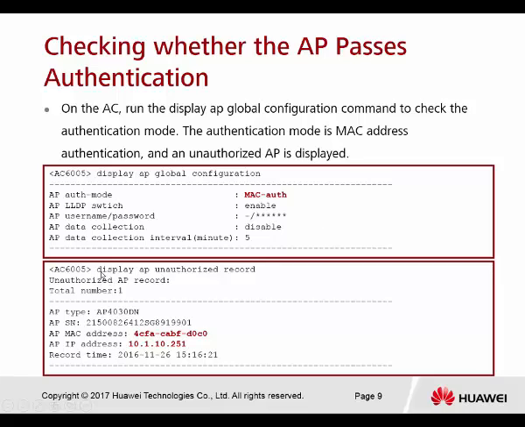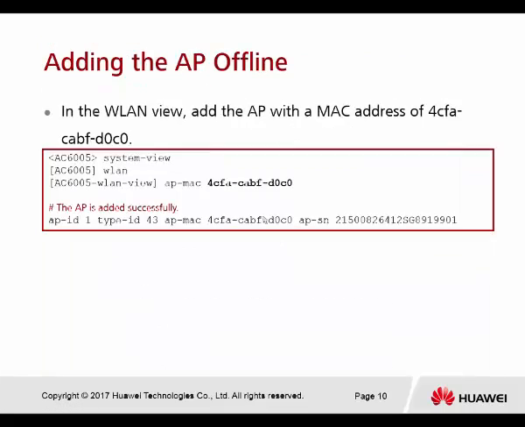And we also can use the command display AP unauthorized record. When there's some AP you haven't added to your controller, all those AP will belong to the raw AP. The raw AP will be stored inside this unauthorized record. So this is one of the AP haven't added to your controller. In the WLAN view, add the AP with a MAC address of, okay, this is the AP MAC address. So when we notice that the AP haven't added to the AC, this is a problem that causes the AP can't go online.